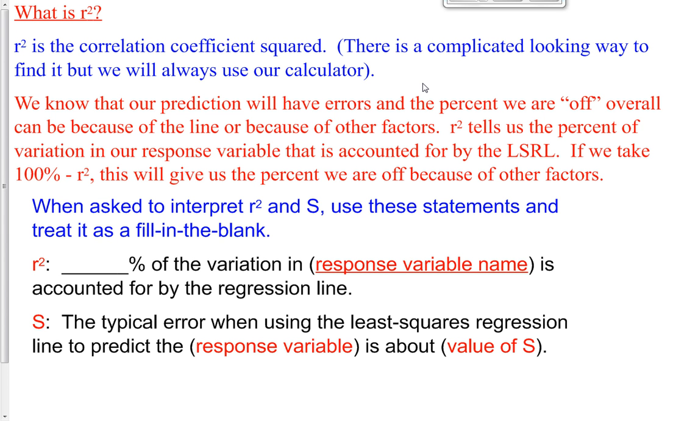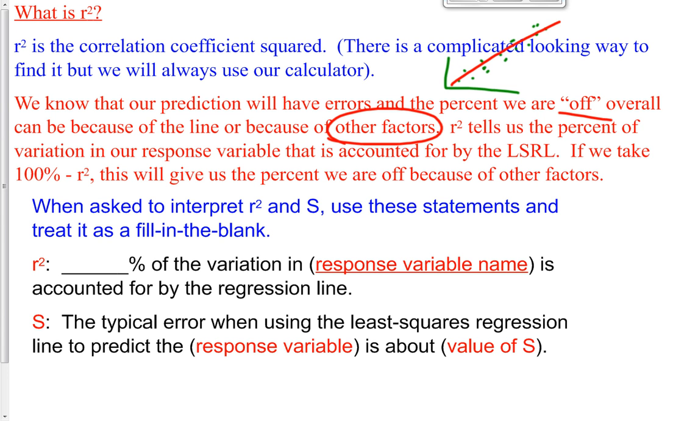So with these scatter plots, we use the scatter plots and the linear regression line to predict what's going to happen. And so if we use this least square regression line, we could predict what's going to happen somewhere within the limits of the data, but we are going to have errors. And the percent off we are overall can be because of our explanatory variable, or it could be because of other factors that are not our explanatory variable.